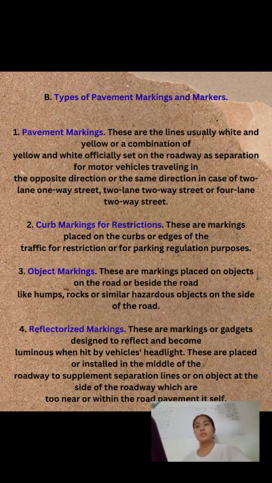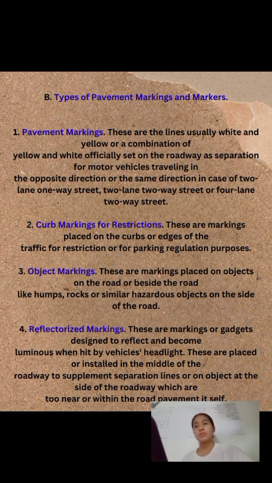The second one is curb markings for restriction. These are markings placed on the curbs or edges of traffic for restriction or for parking regulation purposes. The third one is the object markings. These are markings placed on objects on the road or beside the road, like humps, rocks, or similar hazardous objects on the side of the road.